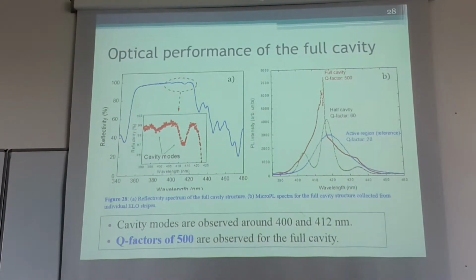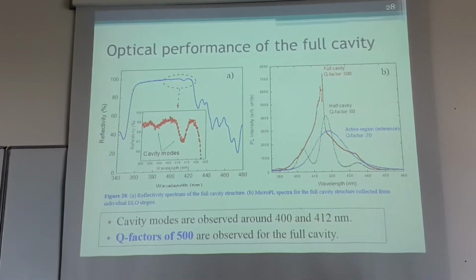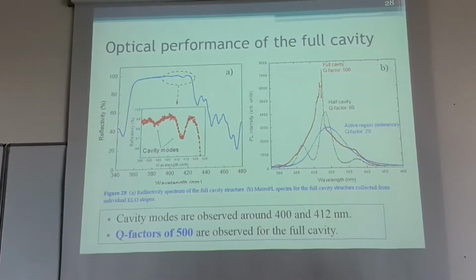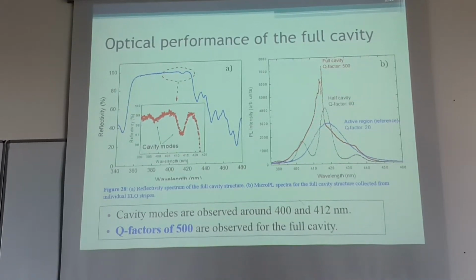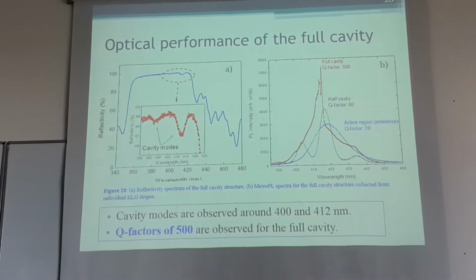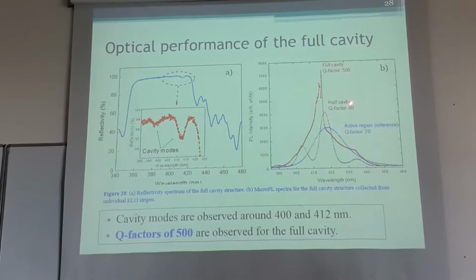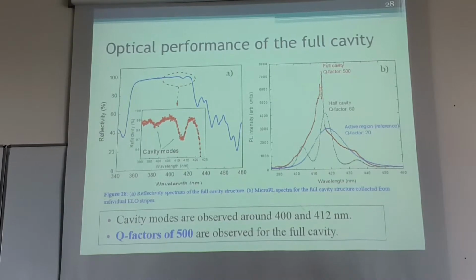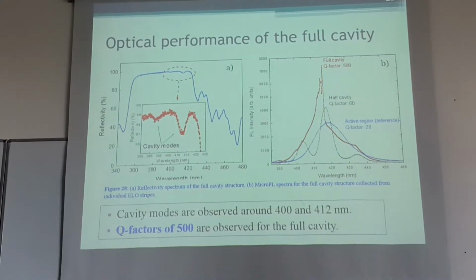This is the optical performance for this full cavity structure. This is the reflectivity measurement from the full cavity structure, showing cavity modes, leaking cavity modes, which shows a good quality vertical cavity structure. In the right-hand side image we see the photoluminescence results from only the active region, which has a Q factor of 20. This is without distributed Bragg reflectors. This is a half cavity, with only the bottom dielectric DBR. When we complete the full cavity, we increase the quality factor to 500, which shows the good quality of these layers.